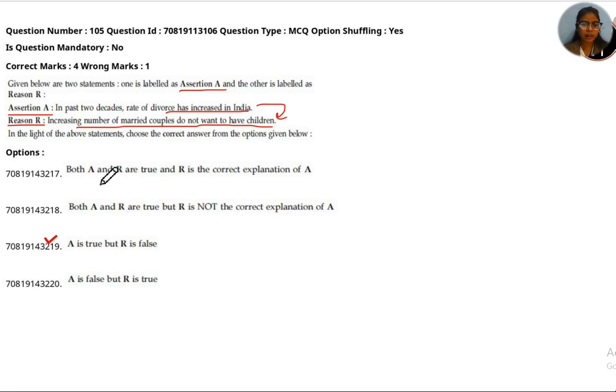Okay. So this is the reason they are giving for the divorce, that increasing number of married couples do not want to have children. So both A and R are true, but R is the correct explanation of A. No, this can't be possible. Both statements are not getting linked. Okay, so the correct answer will be your A is true, but R is false. A is not false. Okay, that's because it's given assertion to you. So A will be true and R will be false because R is the not correct reason for the divorce in India. Fine. So these types of question also comes in the examination.